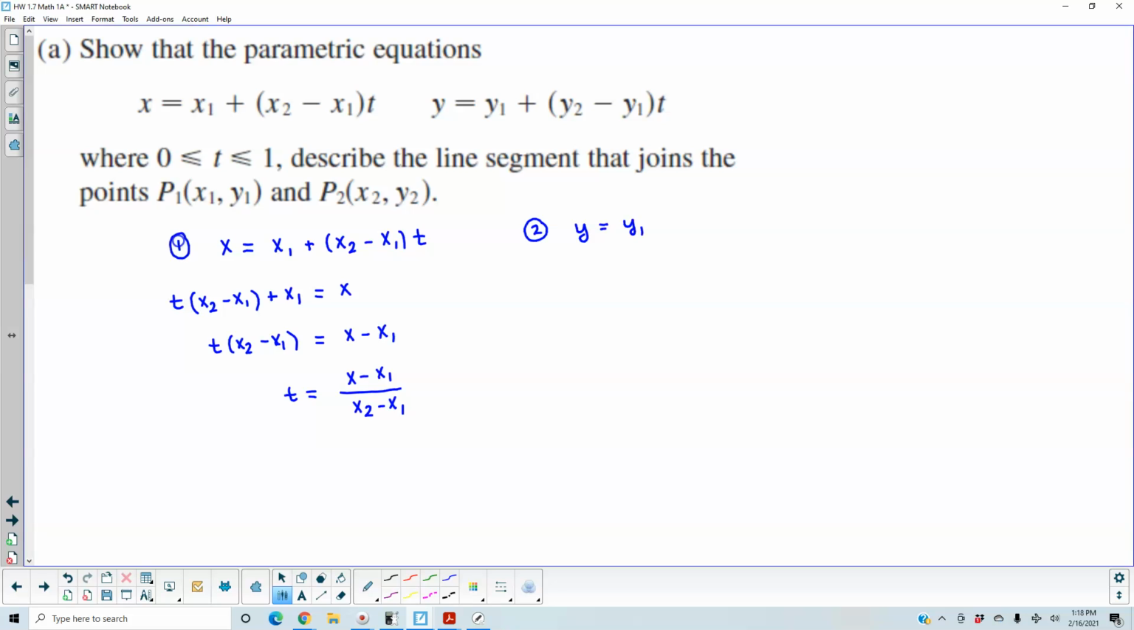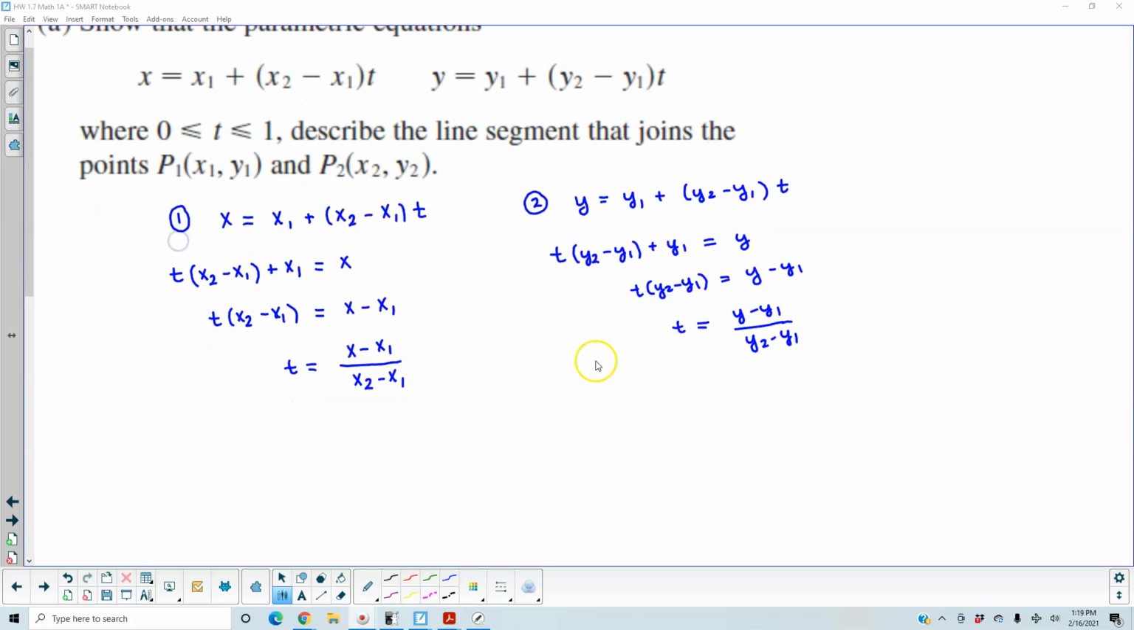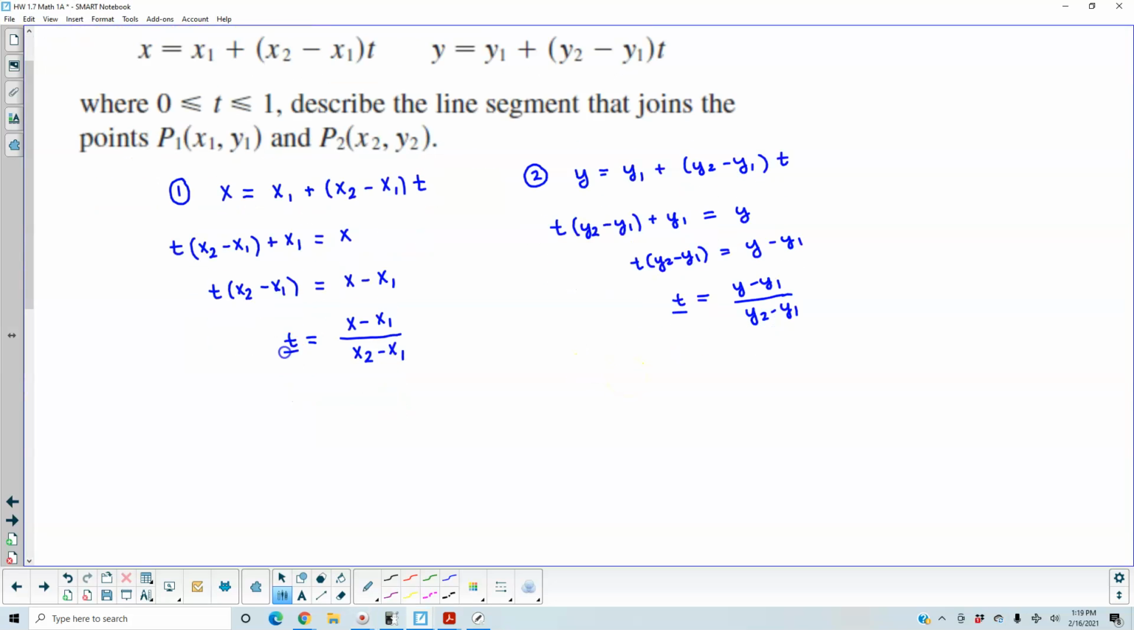Okay, same thing for y. We have y, which is equal to y1 plus (y2 minus y1) times t. And let's also solve for t here. So we have t times (y2 minus y1) plus y1, which is equal to y. Subtract y1 from both sides. We have t times (y2 minus y1) equals y minus y1. And then divide both sides by y2 minus y1. So we know that t is equal to t. So in step 3, we can then say that (x minus x1) over (x2 minus x1) is equal to (y minus y1) over (y2 minus y1).